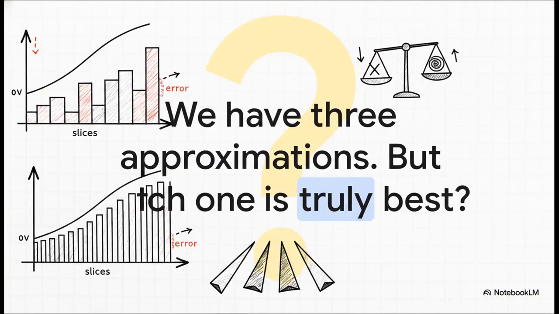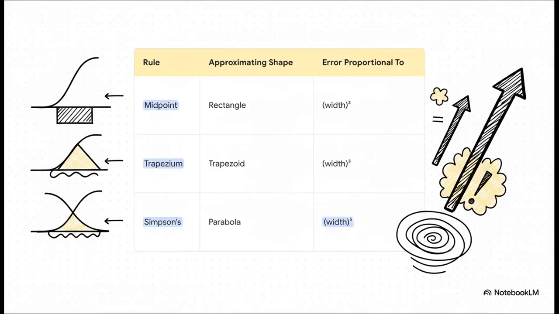Right, let's put them head to head. It's not enough to just say one looks better. Math lets us be super precise about how the error in our guess behaves. The answer is all about how fast that error shrinks as we make our slices smaller and smaller. And here it is. This is the aha moment. The error for both the midpoint and trapezium rules gets smaller based on the width of our interval cubed, which is pretty good. But just look at Simpson's rule. Its error shrinks based on the width to the 5th power. That is a massive, massive difference.